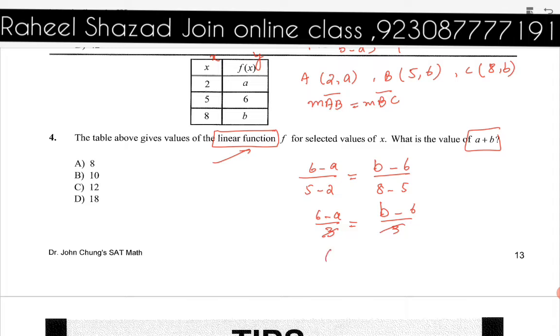Now you can rearrange: 6 minus a is equal to b minus 6, which will eventually become a plus b, because a is negative here. When we take it to the right hand side, it will be positive. 6 plus 6 makes 12. So a plus b is equal to 12. So option C is my answer in this case.